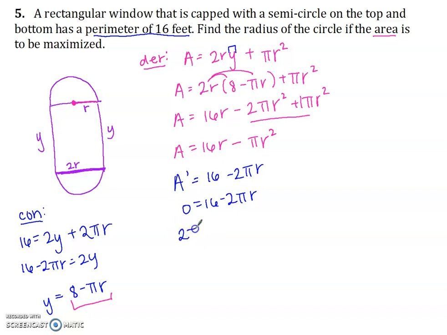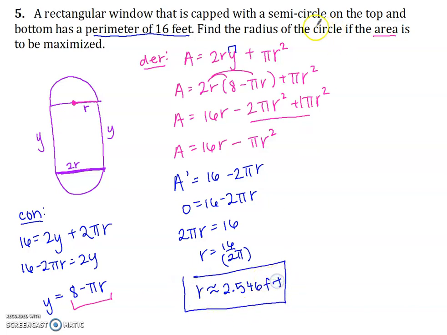Then solve. Move the 2 pi r over, and then divide by 2 pi. Again, I would type this in with a fraction on the calculator, or if you're going to use the divide sign, make sure you put the 2 pi in parentheses. That is going to give us a radius of about 2.546 feet. And that's all we need on this one. They just said find the radius. They didn't ask us to find the height of the rectangle part, so we are done once we find the radius.